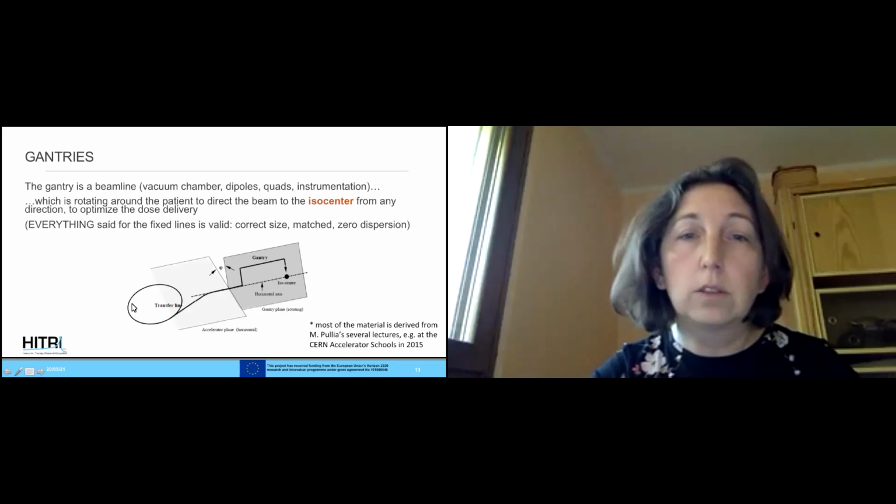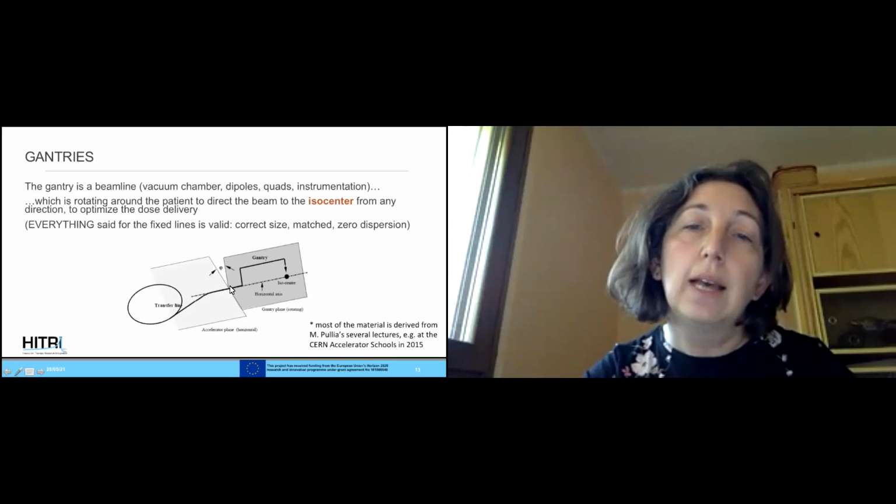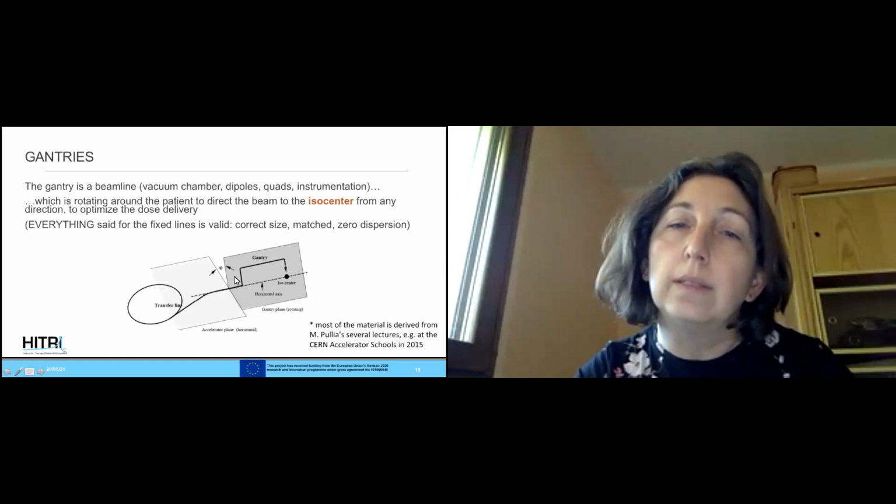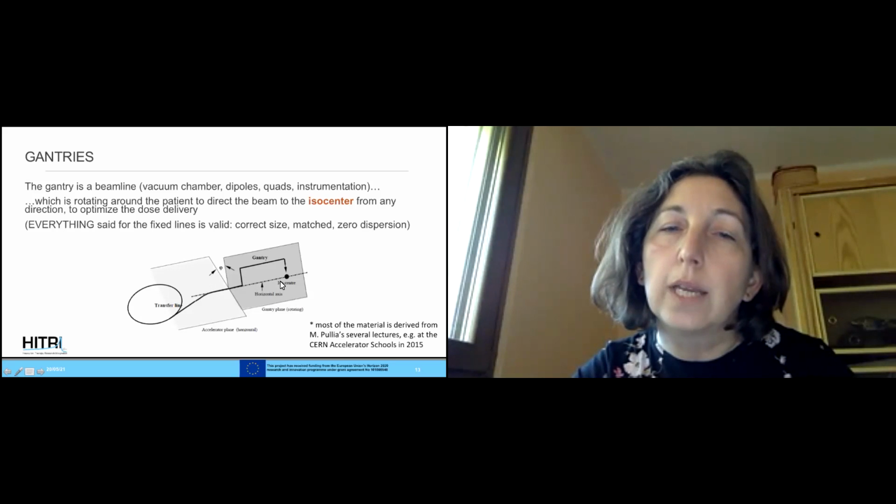So you have the synchrotron lines in the horizontal plane, and then you have a gantry, which has some angle with respect to the horizontal plane. So the gantry rotates on this axis so that it arrives at the patient and the tumor location from the angle that you want.